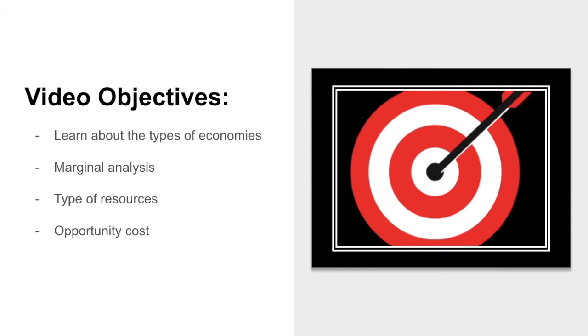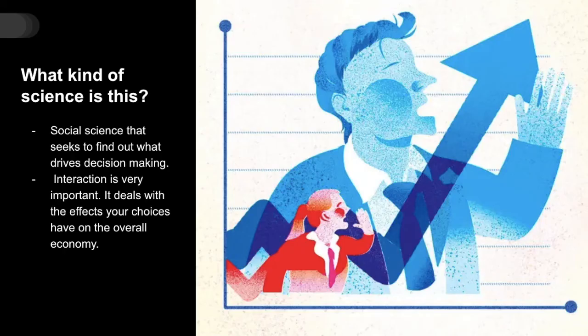Alright, so what kind of science is this? Economics is a social science that seeks to find out what drives decision making. One thing that is very important in economics is interaction, because economics studies these, actually. So it studies interaction, which is very important, and it deals with the effects your choices have on the overall economy.